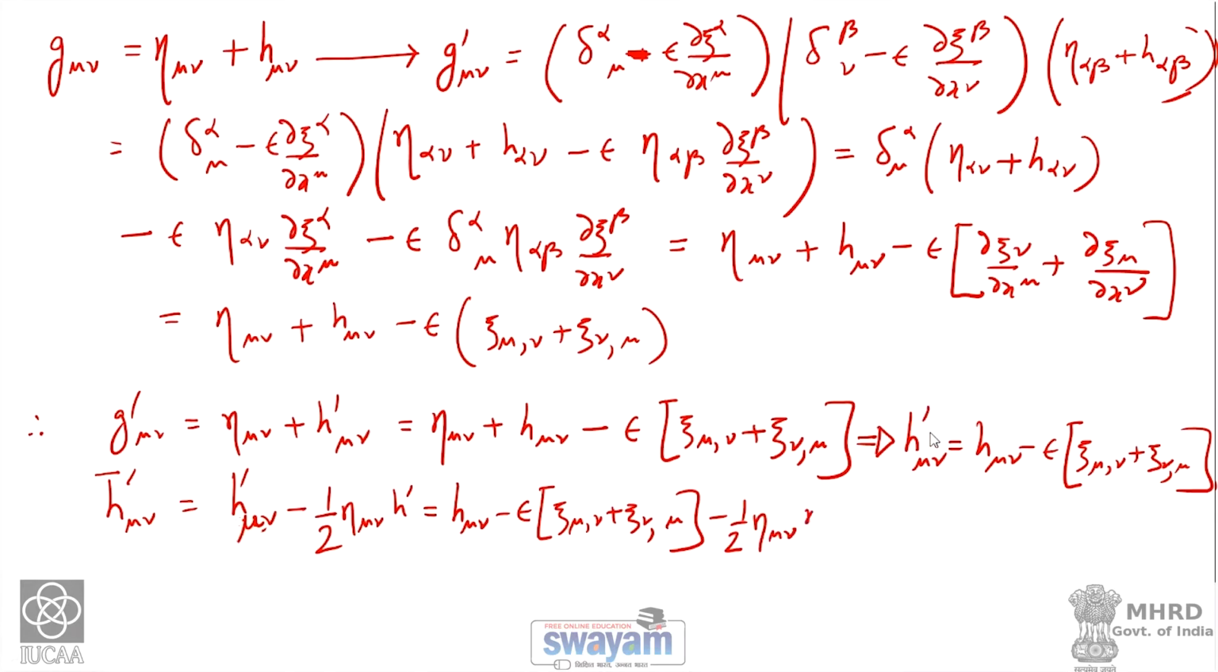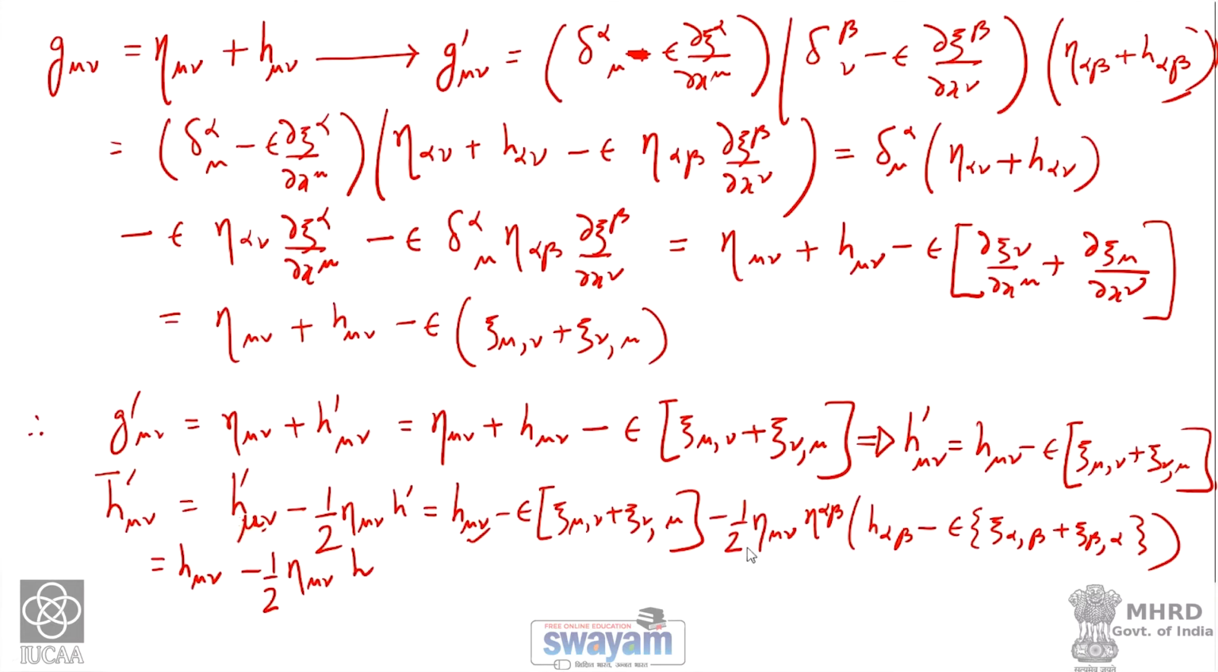Trace of h prime is what? It will be eta alpha beta times h prime alpha beta, which is h alpha beta minus epsilon xi alpha comma beta plus xi beta comma alpha. Okay. So, in other words, this becomes h mu nu. Notice that half eta mu nu eta alpha beta h alpha beta is nothing but eta mu nu trace h. So, this is minus half eta mu nu h. So, I have taken this term into account, this term into account. Now, minus epsilon xi mu comma nu plus xi nu comma mu. So, this part also I have taken into account.